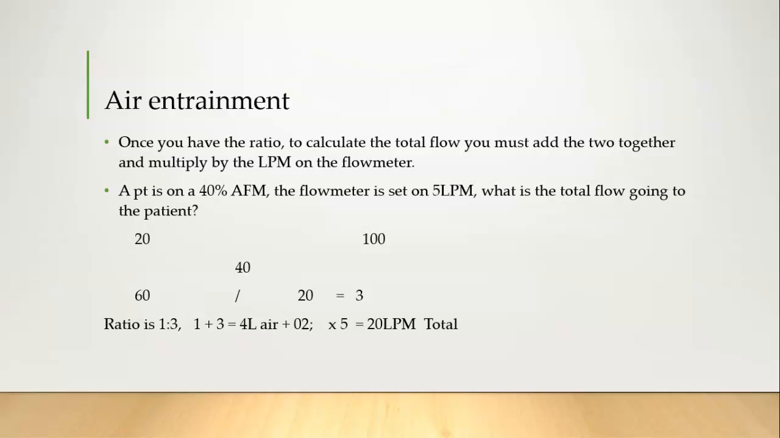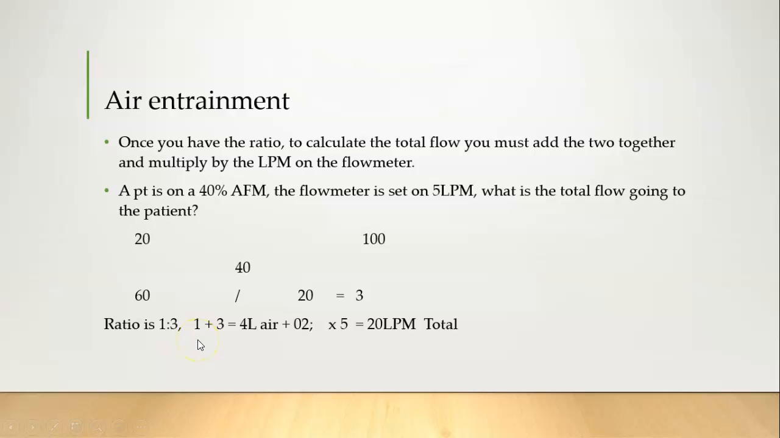Once you have the ratio, to calculate the total flow, you add the two together and multiply by the liter flow on the flow meter. So if your patient is on a 40% aerosol face mask, then the flow rate on the flow meter is set at 5. What is the total flow going to the patient? That's the question, right? So here's our 40 in there, and we're going to figure out our air entrainment ratio. So we've got 40 from 20 is 20, and 40 from 100 is 60. 60 divided by 20 is 3.